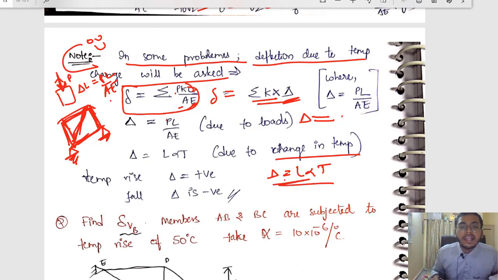So what is your delta? L alpha T. Even if you don't know, don't worry. After ESA, maybe in the next month, I will start SOM. I will teach it, so you will be perfect in it, no issues. But I hope you at least remember these two small formulae. It will be very handy.